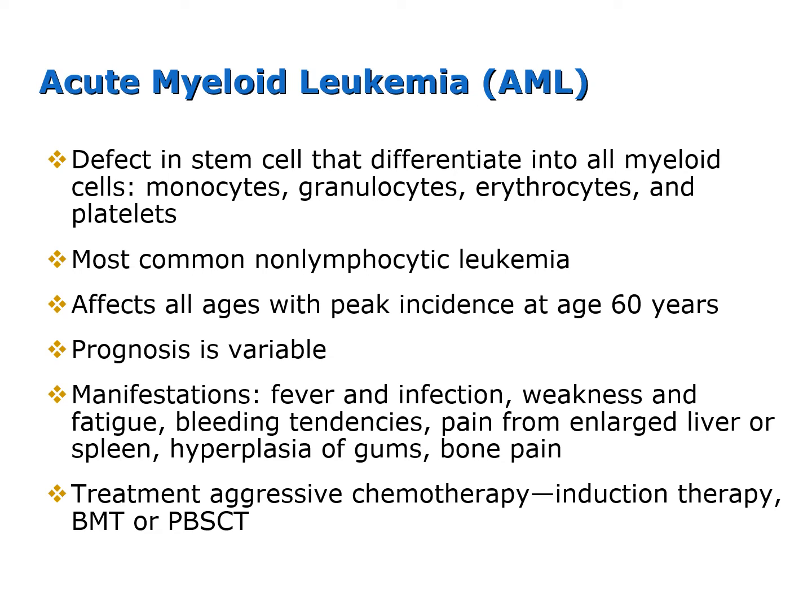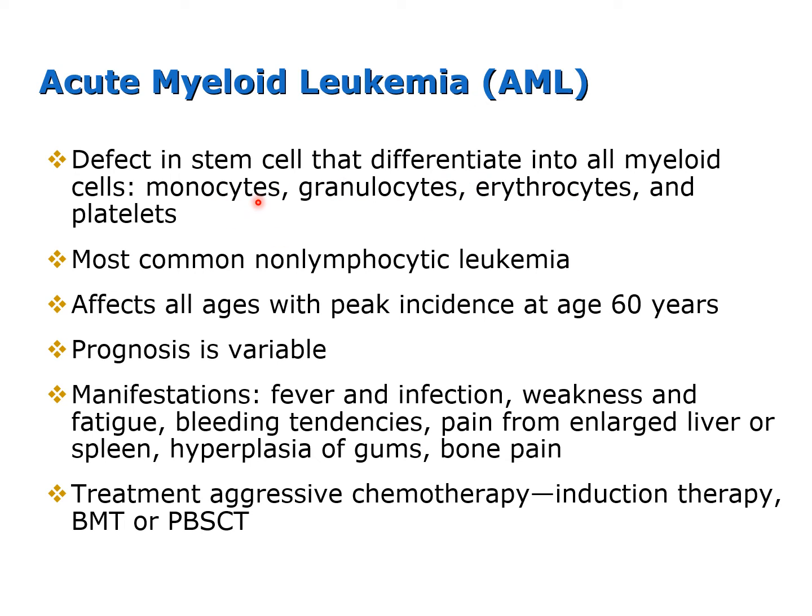For acute myeloid leukemia, AML, we're going to start focusing on some of the differences. For this one, it's a defect in the stem cell that has the potential to differentiate into all myeloid cells. So you have monocytes, granulocytes, erythrocytes, and platelets. What I want you to focus on is this: if that is what this stem cell can differentiate into, and this patient has leukemia, what does that mean for your monocytes, granulocytes, erythrocytes, and platelets?